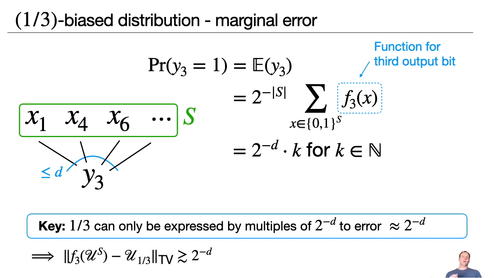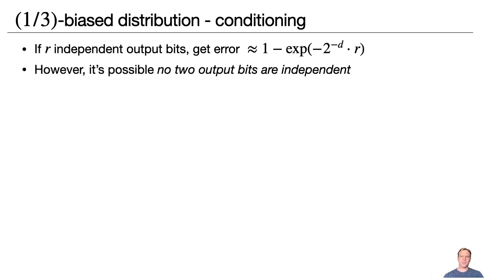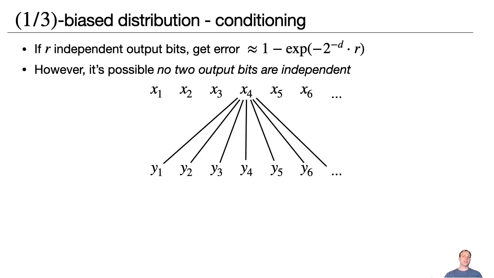We'll say that output bits are independent if they don't depend on the same input bit. And then using standard concentration inequalities, you can show that if we have r independent output bits, we get the following error. However, we of course have to handle the case where no two output bits are independent. One can imagine that, say, x4 affects every single output bit.